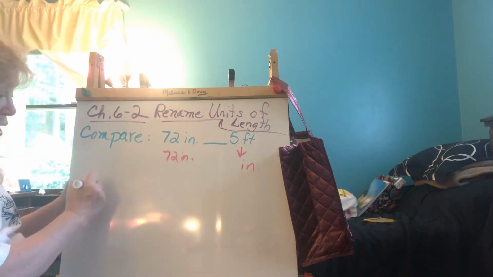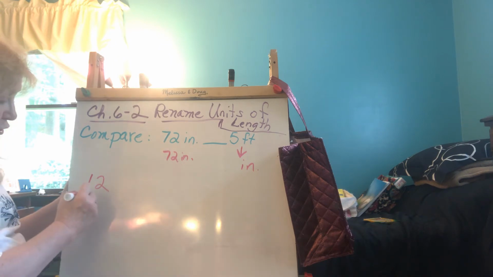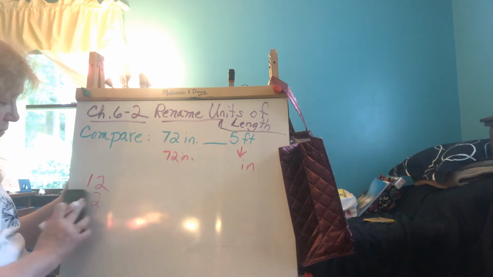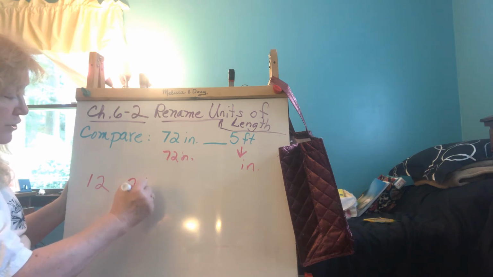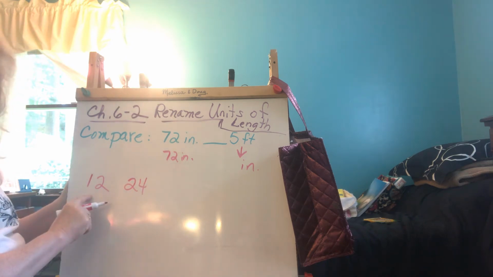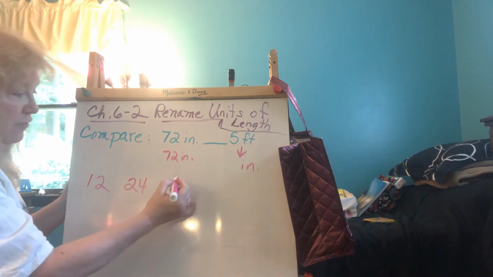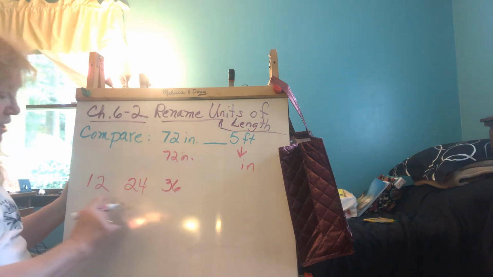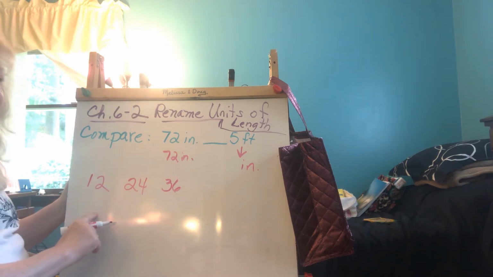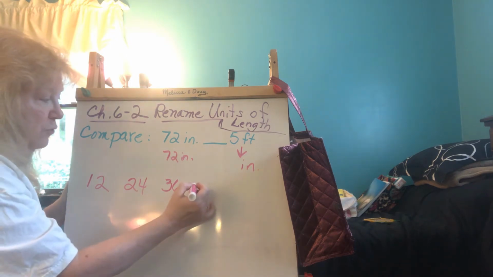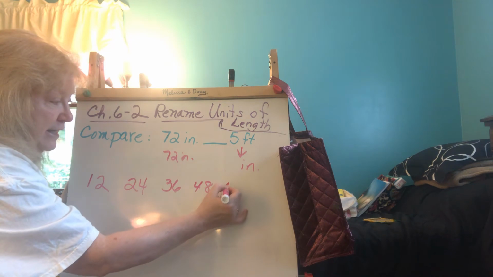Well, I know that 1 foot equals 12 inches. So then 2 feet, I'm going to put it next to each other. 2 feet is going to equal 24 inches. That's 12 plus 12. 3 feet is going to equal 12 plus 12 plus 12, or 3 times 12, which we know is 36 inches. 4 feet is going to equal 12 plus 12 plus 12 plus 12, or 4 times 12, which we know is 48. And then 5 times 12 is 60.